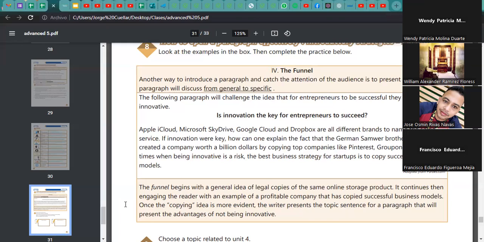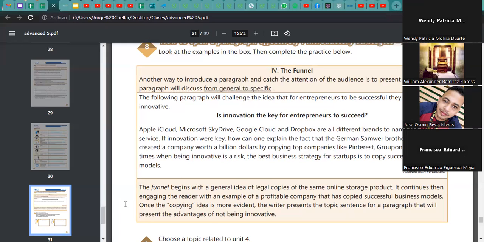And it says at the end, the funnel begins with a general idea of legal copies of the same online storage product. It continues then engaging the reader with an example of a profitable company that has copied successful business models. Once the copying idea is more evident, the writer presents the topic sentence for a paragraph that will present the advantages of not being innovative. So it's, I guess, a very easy way.